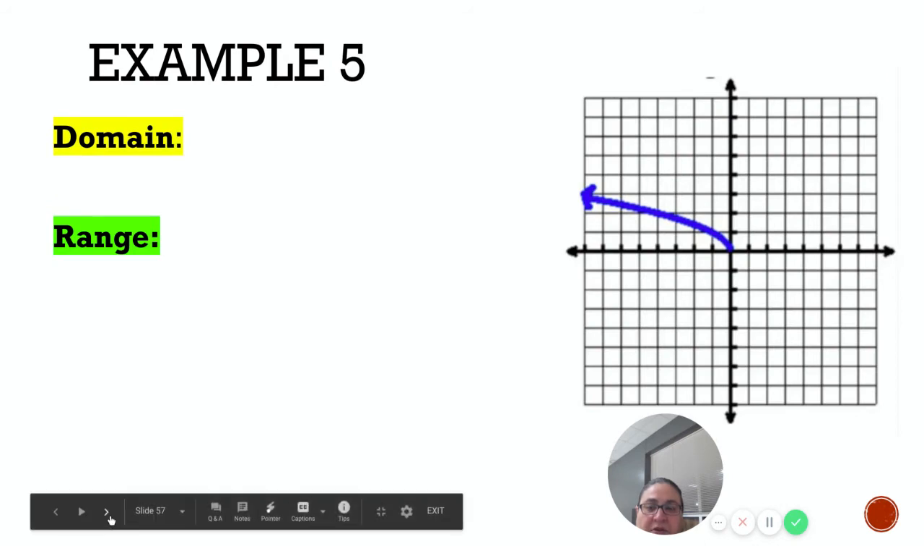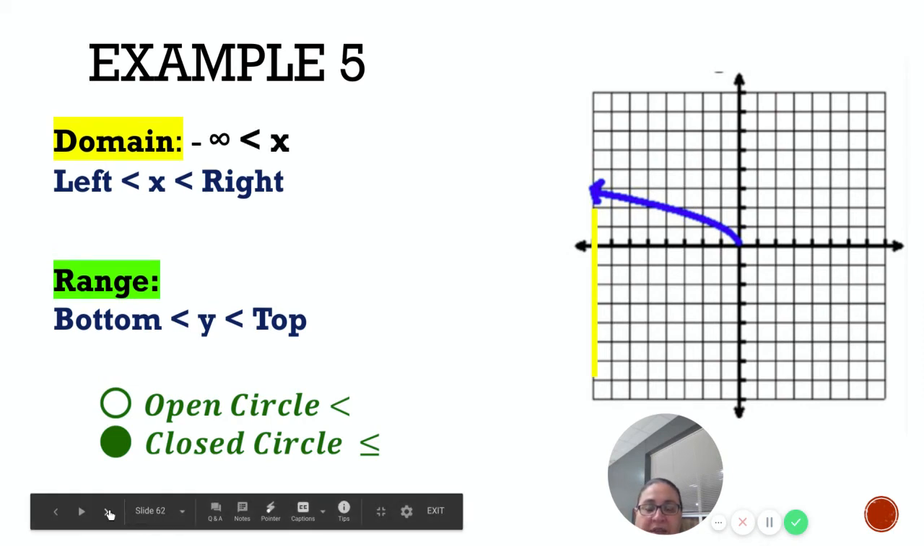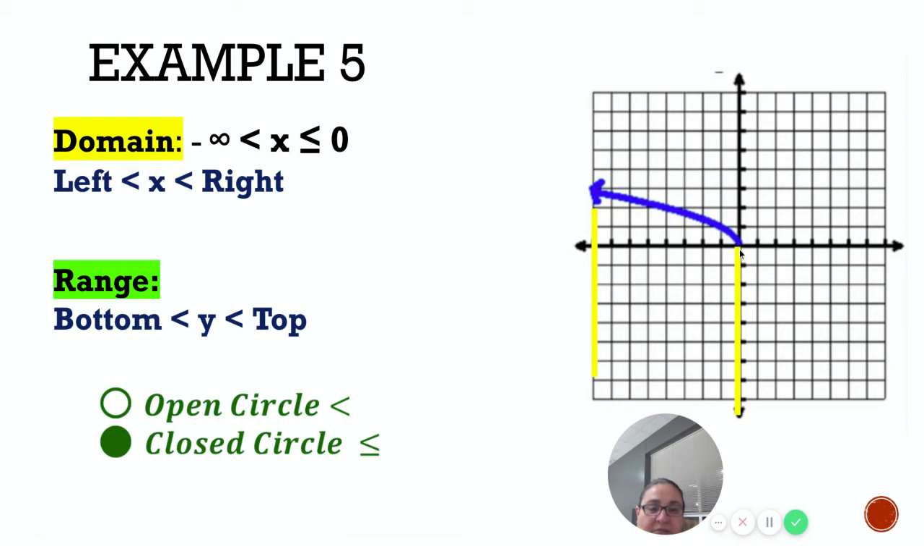Next example. So domain is left to right, range is bottom to top. Furthest to the left, I hit an arrow, and since it's going in the negative direction, it is a negative infinity. So I put negative infinity is less than x. Furthest to the right, my graph stops at 0 on the x-axis. And because there's no open circle and there is no arrow, I would put less than or equal to 0.